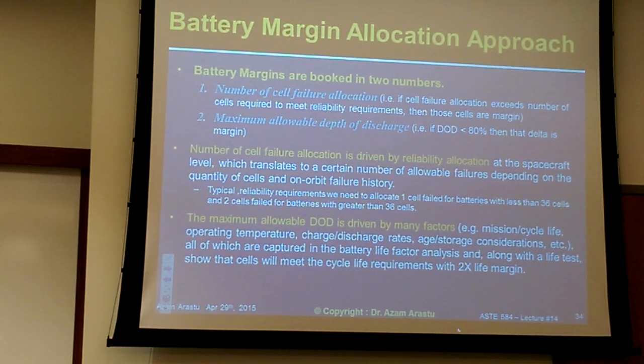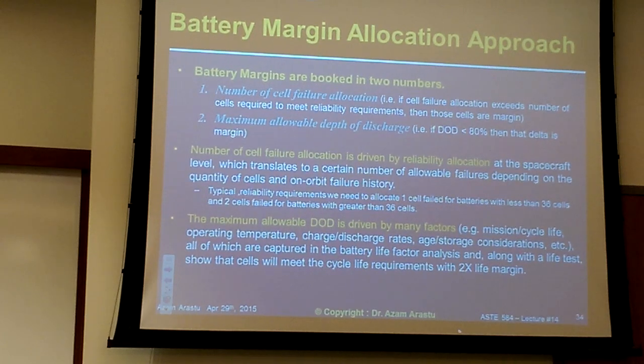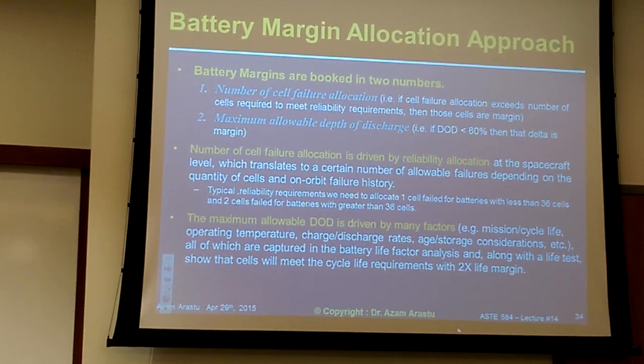So in this case, you have number of cell failures for reliability and maximum allowable depth of discharge, which shows how much the battery can handle. It can handle 100%, but I don't want to go there because I need some margin. For lithium ion batteries, the maximum DOD is typically about 60% for GEO. For LEO, you don't go that deep because the uncertainty is too high. We don't even go beyond about 35%, 40% max. So that's your control margins there.